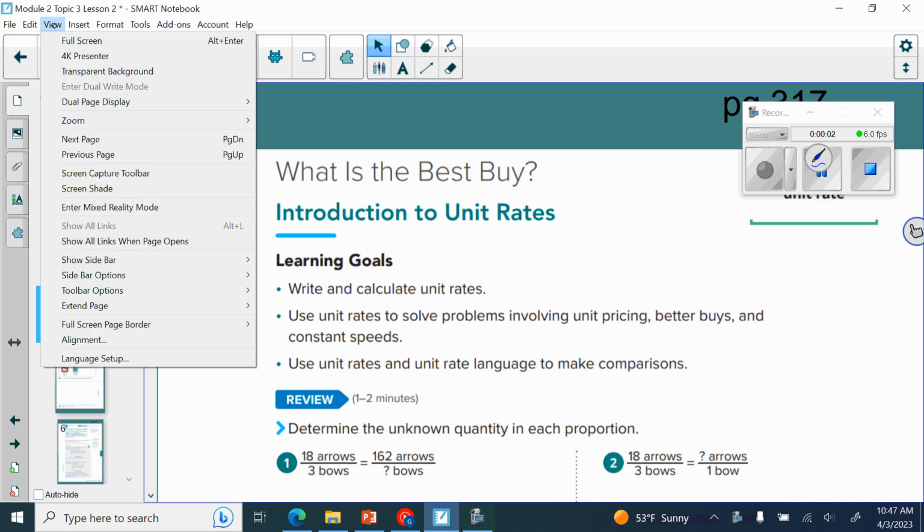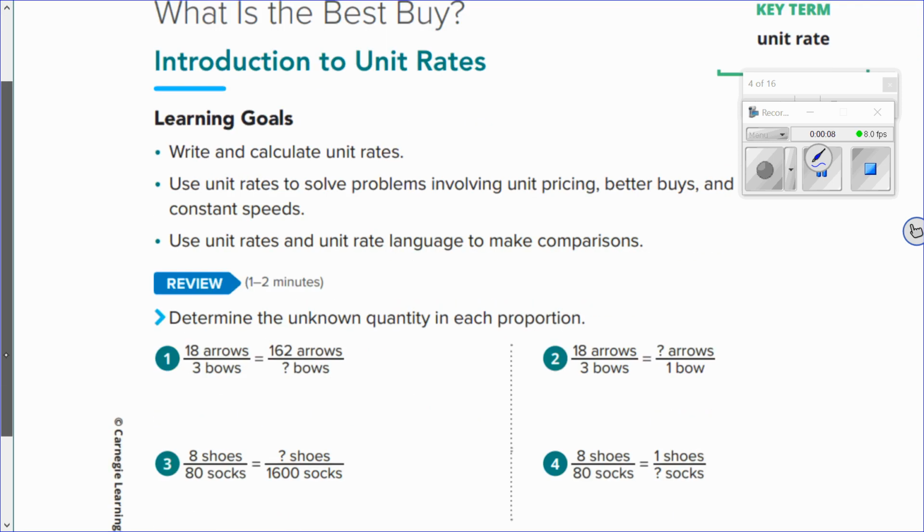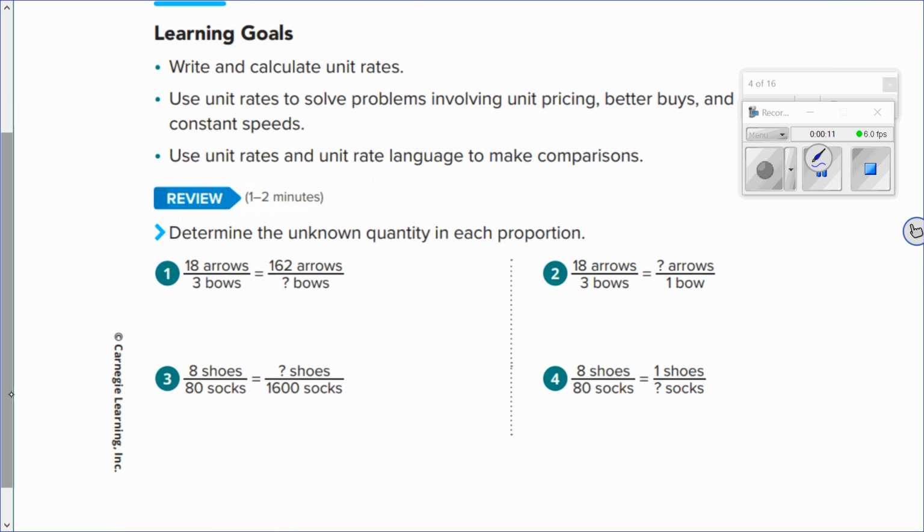317. So everybody open up on this page. You can see our goals again. A lot of focus on unit rates today. We're going to start just by going with rates in general. How do we solve rates? So we want you to determine the unknown quantity in each proportion. Basically, tell me what the question mark is for each of these problems. You only have 4 problems, so we'll give you about 4 minutes. Go ahead and get started.